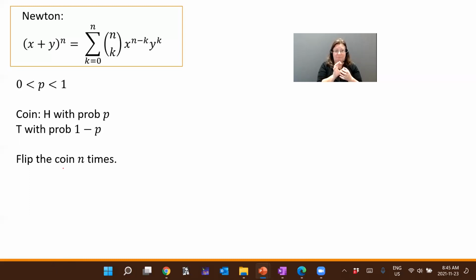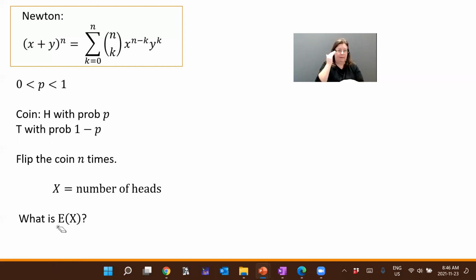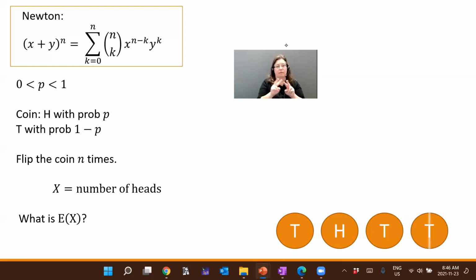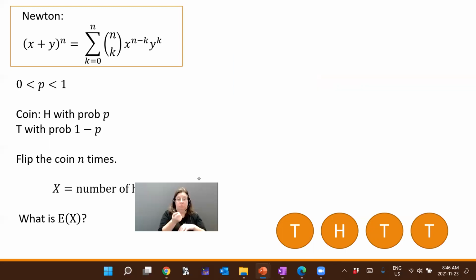Great. So we're going to flip it n times, regardless of whether we come up heads or tails. Right. So then we're going to introduce a random variable x, and x is the number of times we flip heads out of n coin flips. So yeah, we want to determine what is the expected value of x. And here we have 4 coin flips, and we see one of the coins comes up heads, for instance. So what's our intuition?